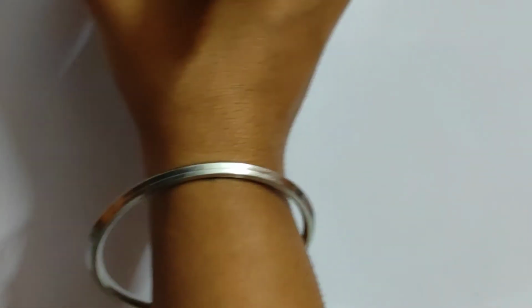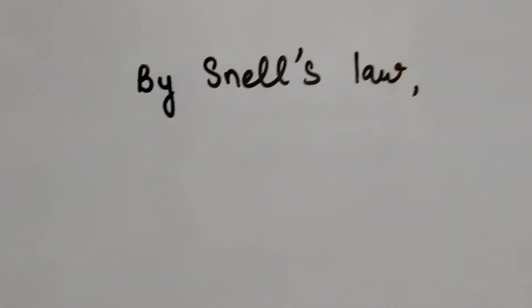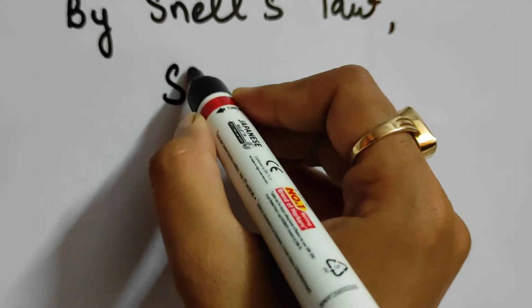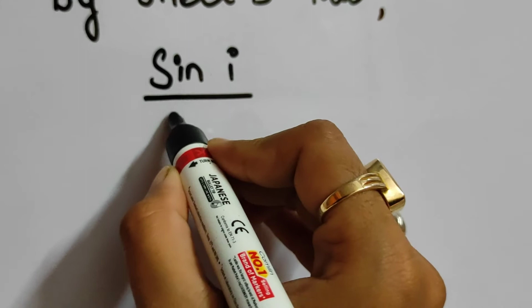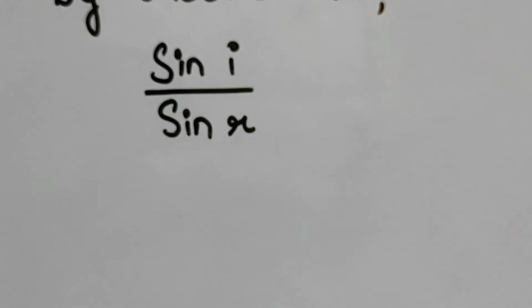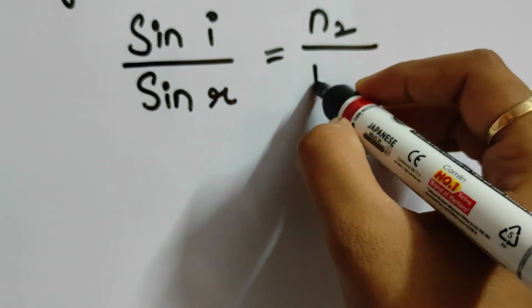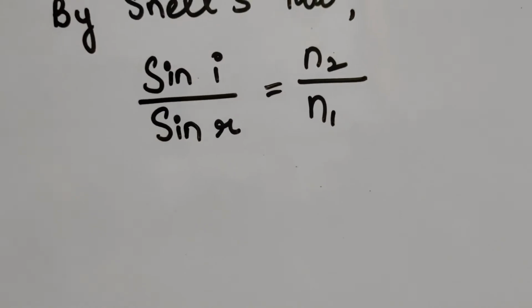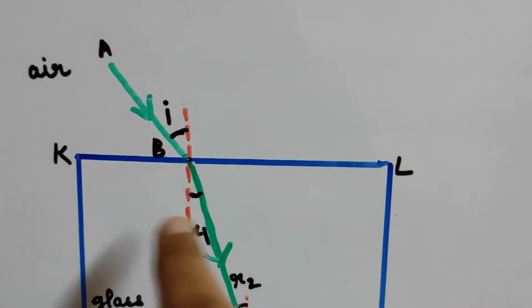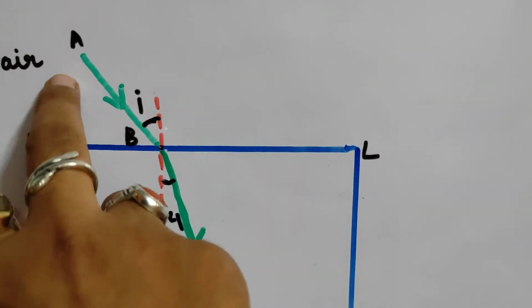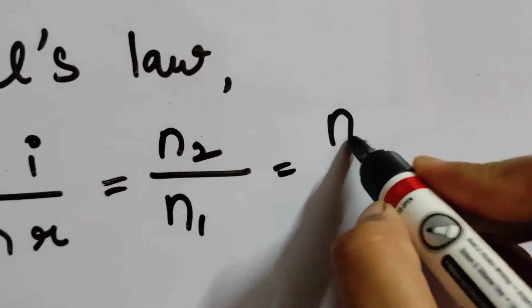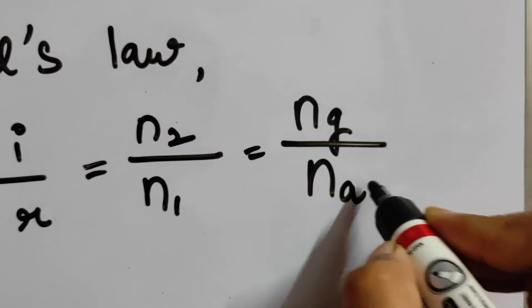Now, by Snell's law, we know that sine of angle I upon sine of angle R is equal to refractive index of second medium upon refractive index of first medium. Now when we talk about the first refraction, the first medium is air, and the second medium is glass. So in place of n2 we can write ng, and in place of n1 we can write na. Fine.